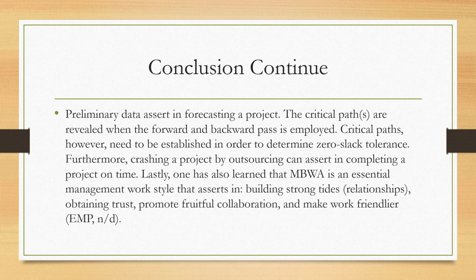Preliminary data asserts in forecasting a project. The critical path or paths are revealed when the forward and backward path is employed. Critical paths, however, need to be established in order to determine a zero slack tolerance. Furthermore, crashing a project by outsourcing can assert in completing a project on time.